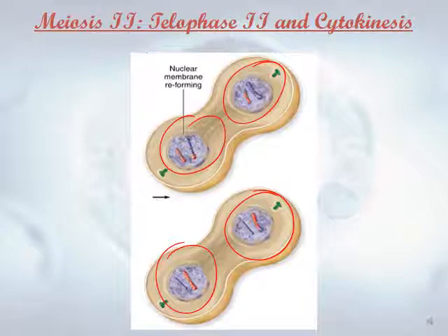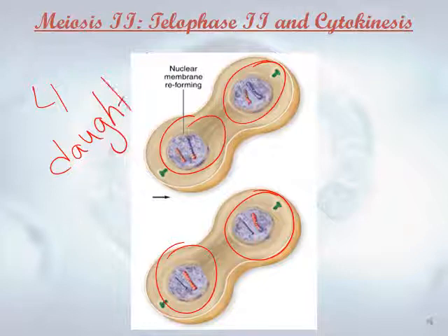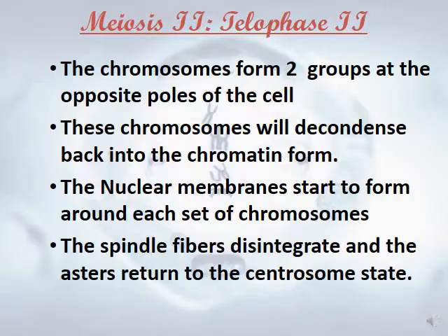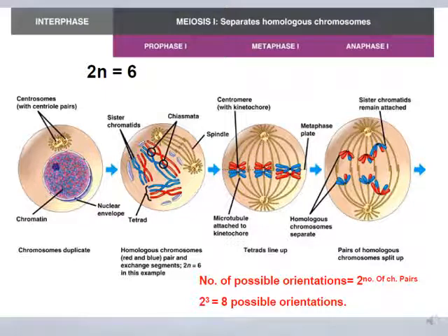So the result here, we have 4 daughter cells, and this is an important difference between mitosis and meiosis. We have 4 daughter cells. So the chromosomes form two groups at the opposite pole of the cell. These chromosomes will decondense back into the chromatin, and nuclear membranes start to form around each set of chromosomes, and the spindle fibers disintegrate, and the asters return to the centrosome state.